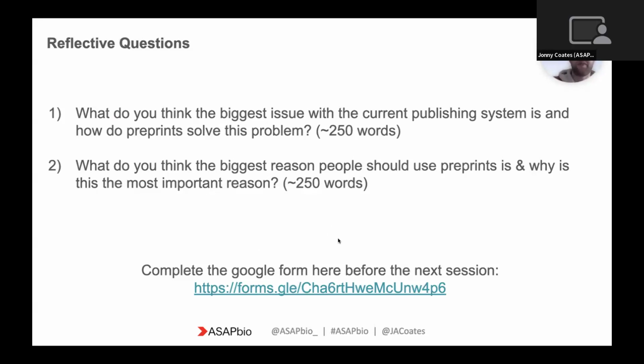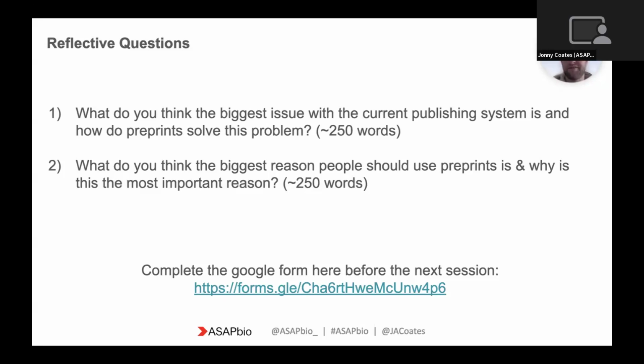That's a link to the Google form, which has 2 reflective questions based on this session. I don't want you to write a huge amount for this, 250-ish words will do. But I want you to think about what the biggest issue with the current publishing system is in your mind and how you think preprints can solve that problem. And I might have covered that, I might not have. The other question is to think about the biggest reason people should use preprints and why you think that's the most important reason.